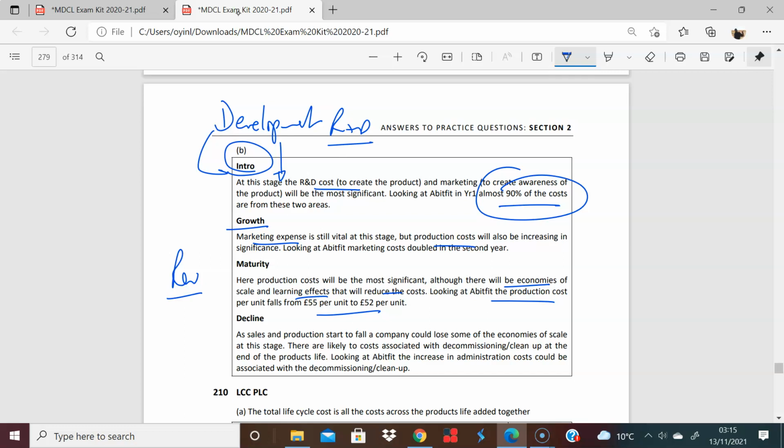So there might be, in general, decommissioning costs or cleanup costs involved as well. But these are the general 5 stages. I know they put 4 here, but you can include development as well. Okay, right, great stuff.